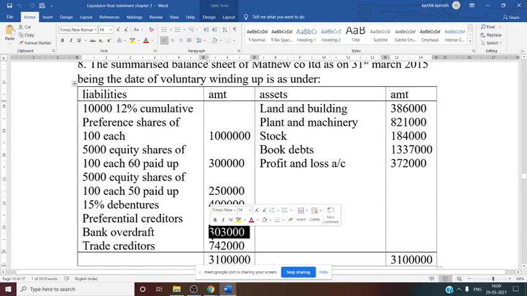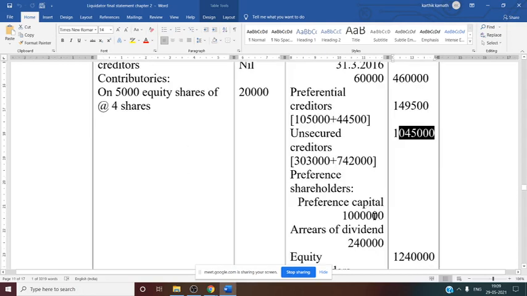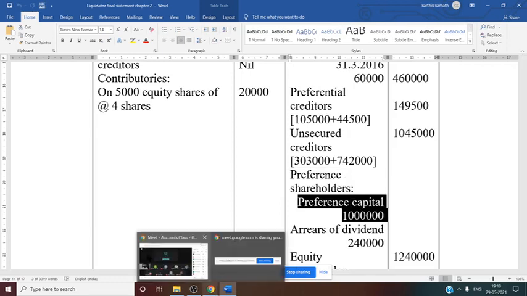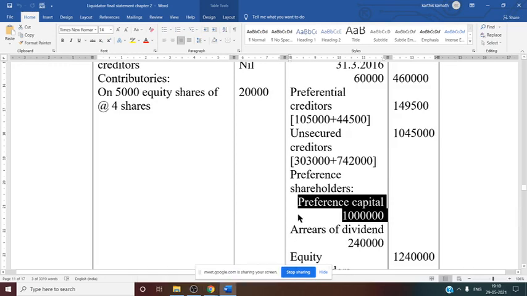Then after this, now you have to make the payment to the preference shareholder. Preference shareholder will get their capital first. So the capital of the preference shareholder needs to be given first. That is given directly in the problem, 10 lakh rupees. Along with that, they are entitled to receive any arrears of dividend. So dividend you can easily calculate. See this arrears of dividend calculation.